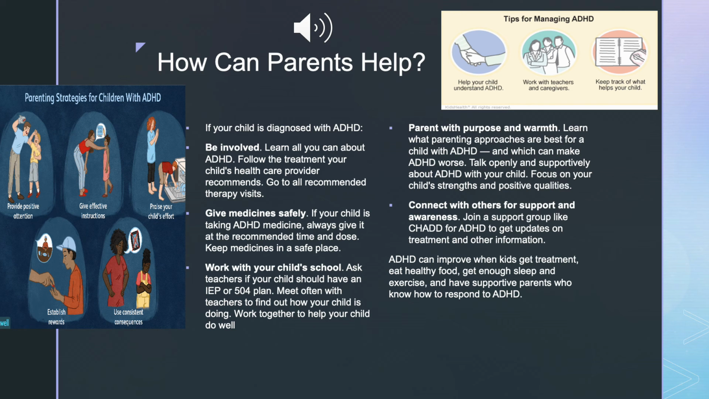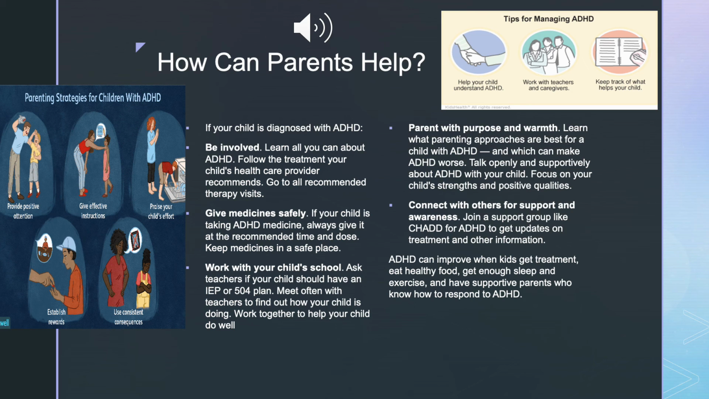How can parents help? If your child is diagnosed with ADHD, be involved. Learn all you can about ADHD, follow the treatment your child's healthcare provider recommends, and go to all recommended therapy visits. Give medication safely. If your child is taking ADHD medicine, always give it at the recommended time and dose. Keep medicines in a safe place. With your child's school, ask the teachers if your child should have an IEP or a 504 plan. Meet often with teachers to find out how your child is doing and work together to help your child do well.